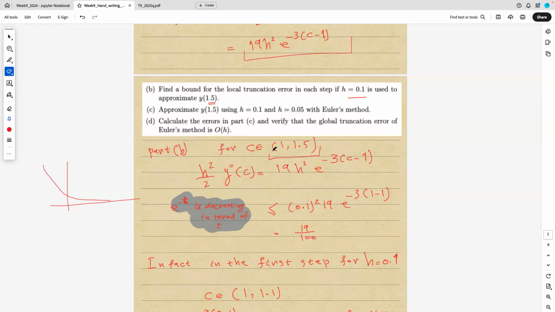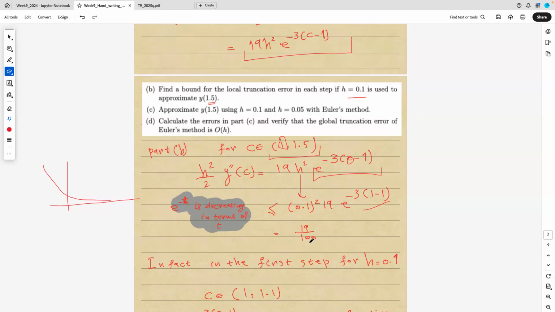So in this interval, if I choose the number on the left, or c equal 1, I will be able to get the upper bound for this guy. So substituting h by 1/10, squared 19 e to the, so instead of c, I will take c as 1. So this will be e to the minus e power 0. So the answer here will be 19 over this guy, so 100.